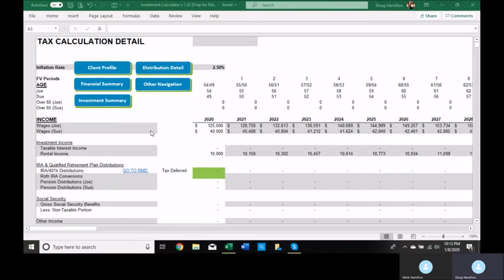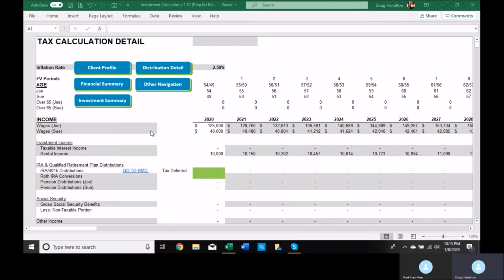This video will quickly cover the information on the tax detail tab. This one, again, very similar to the distribution detail, is where all of the calculations are happening for tax purposes. This again is something that you probably don't want to show your clients, and most likely not something that you even want to spend any time in.